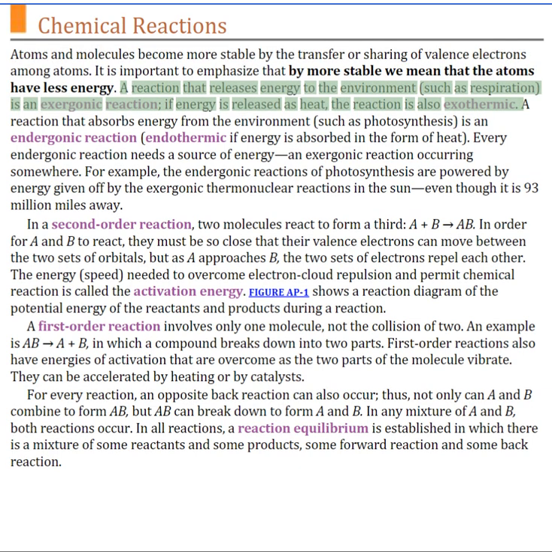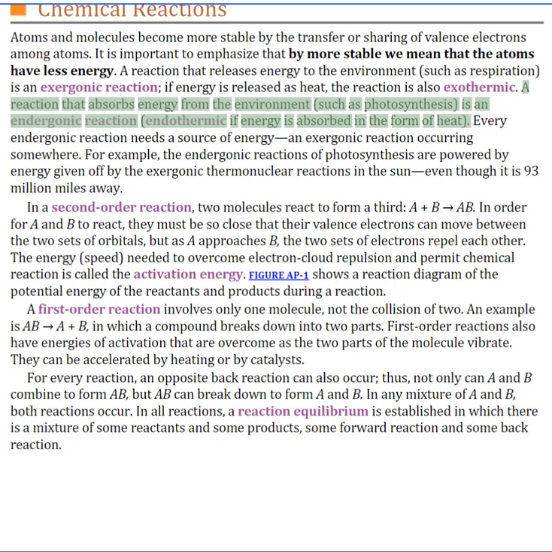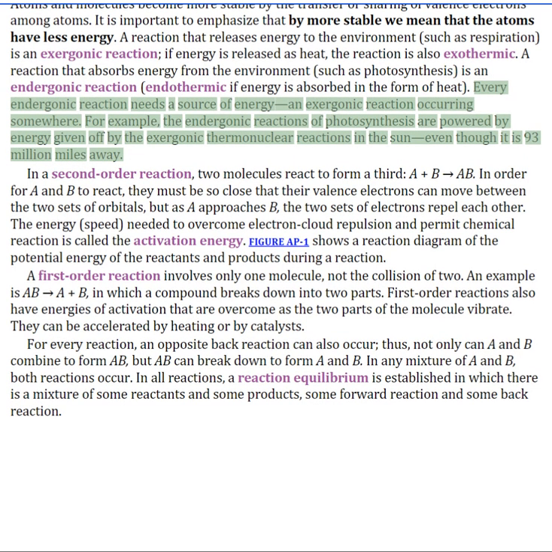A reaction that releases energy to the environment is an exergonic reaction. If energy is released as heat, the reaction is also exothermic. A reaction that absorbs energy from the environment is an endergonic reaction. Every endergonic reaction needs a source of energy, an exergonic reaction occurring somewhere. For example, the endergonic reactions of photosynthesis are powered by energy given off by the exergonic thermonuclear reactions in the Sun, even though it is 93 million miles away.